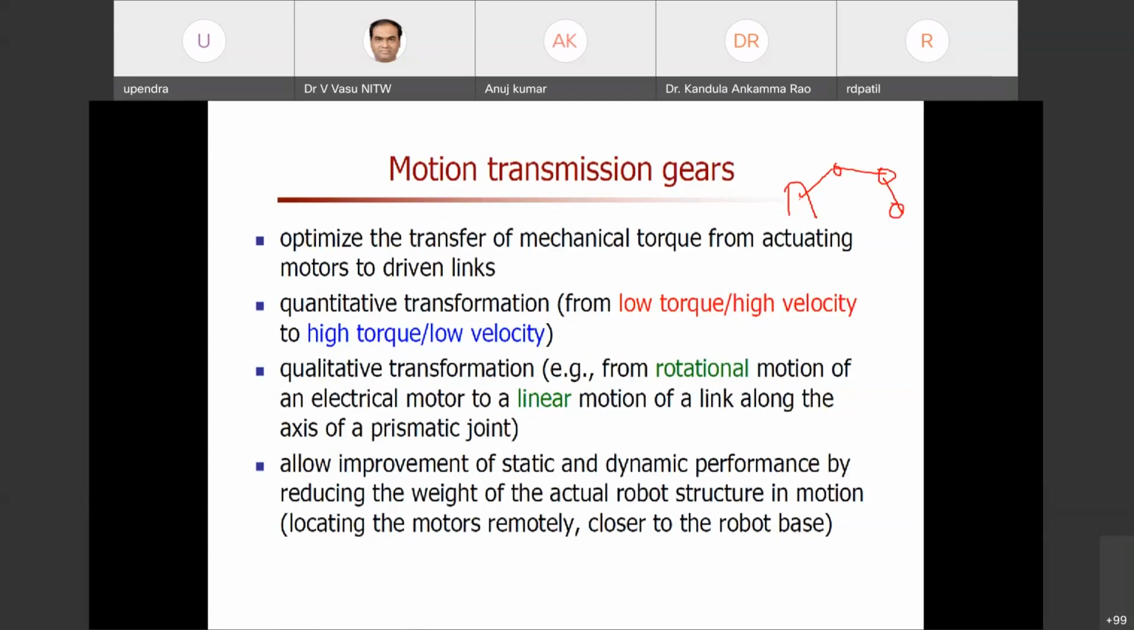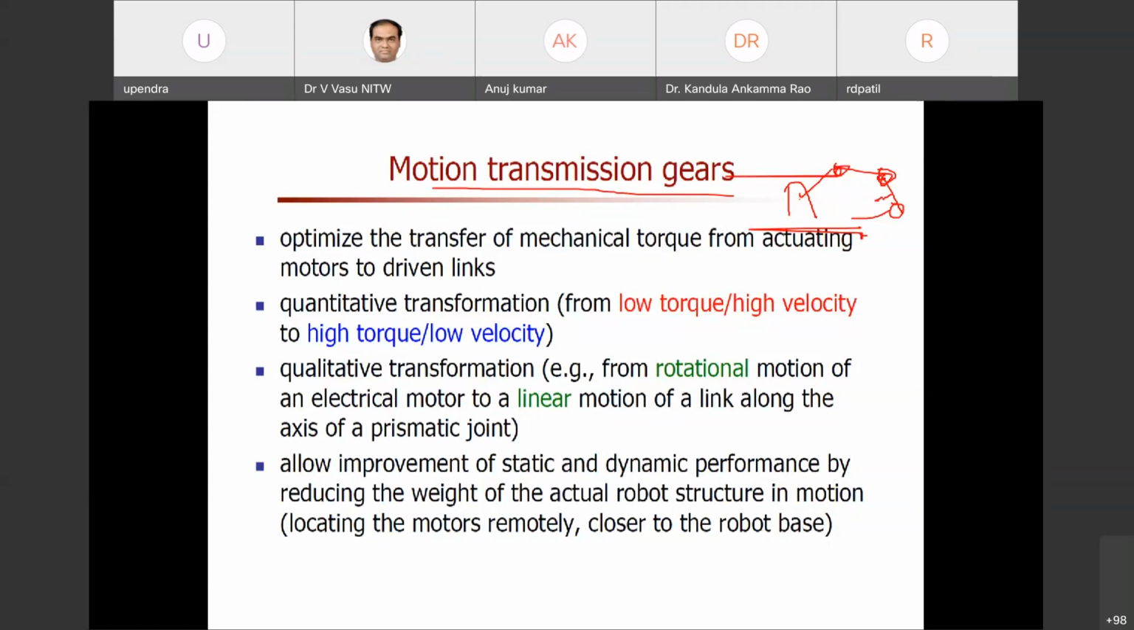Okay, so at each joint there will be a motor or actuator, and this actuator generates some torque, and that torque has to be transmitted to the link. This is a rigid mechanical link, so that the link can move to an XY position to grasp or perform the particular task we have. For that case, we need motion transmission gears.